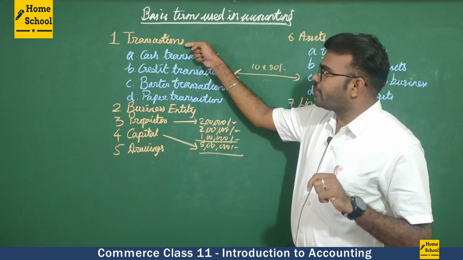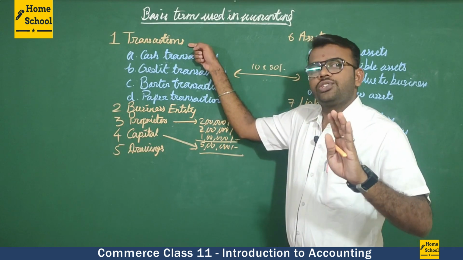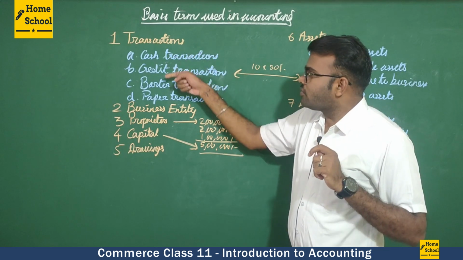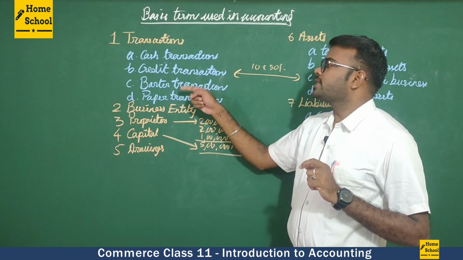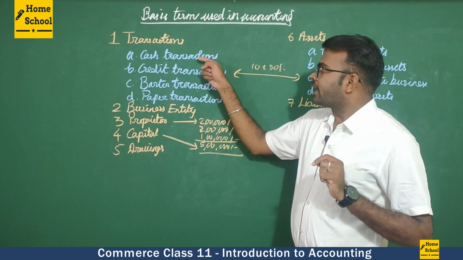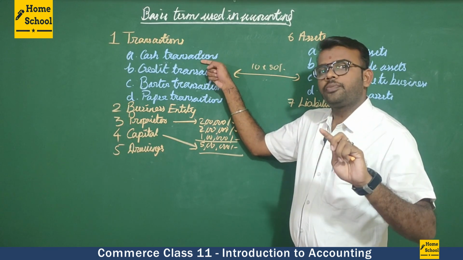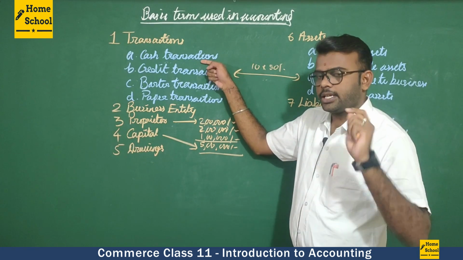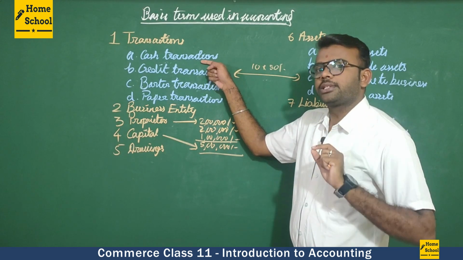So what is the first basic term? Transaction. Transaction means what? Exchanging of goods or services with respect to money. We have four types of transaction: cash transaction, credit transaction, barter transaction and paper transaction. Cash transaction. Here the exchange of the goods with the cash is happening immediately, or we can say the receipt or payment of cash is happening on an immediate basis.